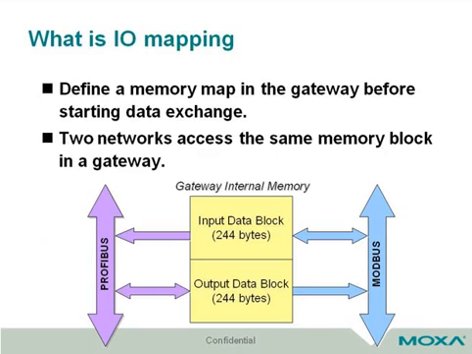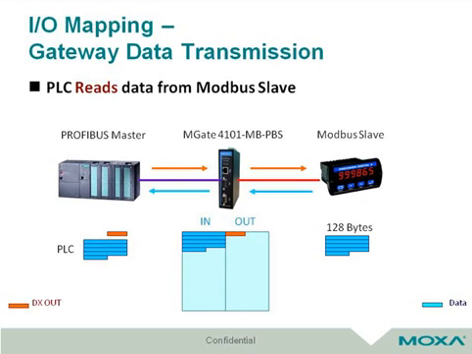The user has to define which memory block in the gateway is used to store input data and which block will be used for output data. Here is an example that shows how data transmission works. You can see the PLC reading data from the Modbus slave.